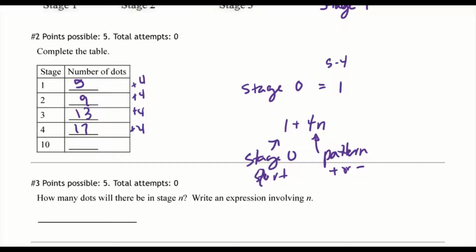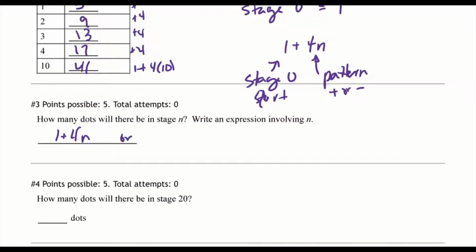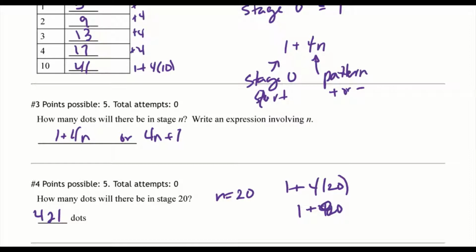So you can see the number is the stage, and then the coefficient with the letter, the variable, is the pattern. So my expression is going to be 1 plus 4n, or 4n plus 1. We want to be able to use that expression to answer some questions like, how many dots will there be at stage 20? So I can plug in 20 for n. So 1 plus 4 times 20, which is 81.